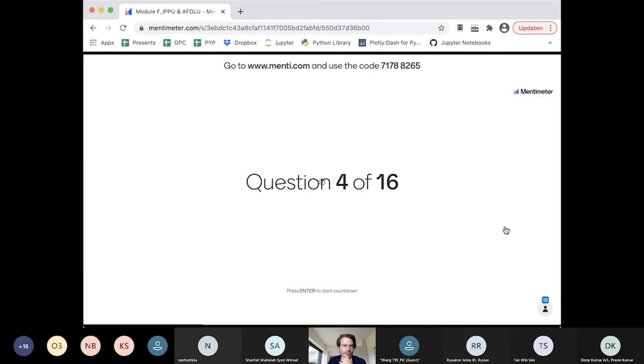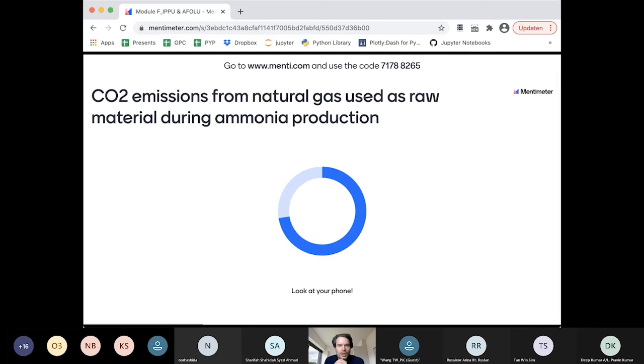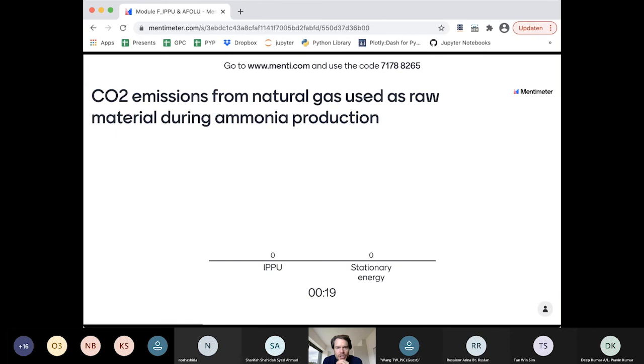Okay, next question. CO2 emissions from natural gas used as a raw material during ammonia production?